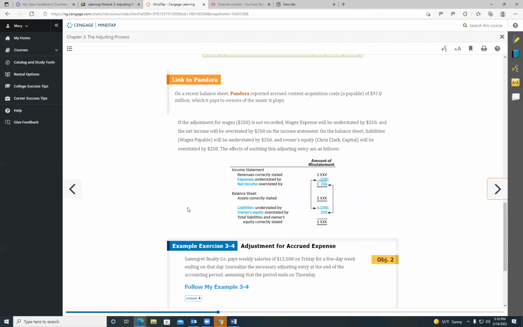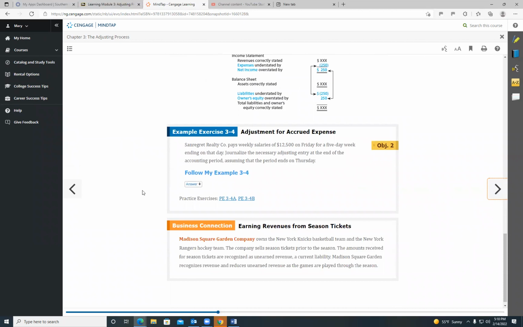Now, if the adjustment for wages was not recorded, wage expense would be understated and net income would be overstated on the income statement. And on the balance sheet, liabilities such as wages payable would be understated and the owner's equity would be overstated by $250.